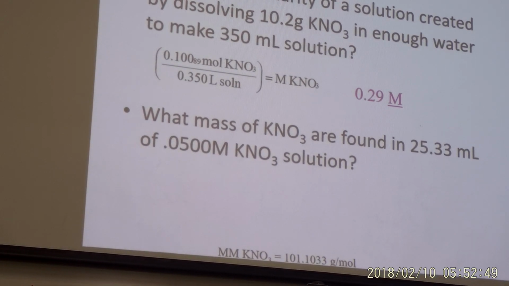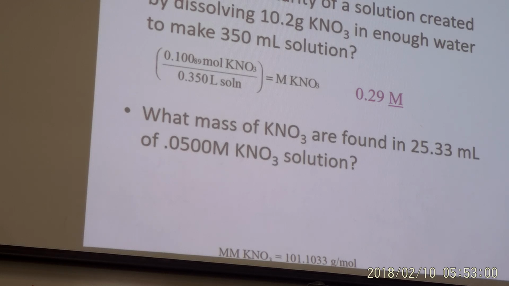So you change it from moles to liters. Molarity is moles per liter, and then you can get rid of the liters on the bottom with the 25.33, or the 0.02533 liters.